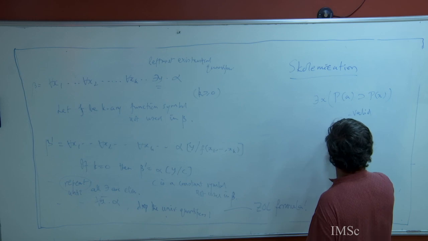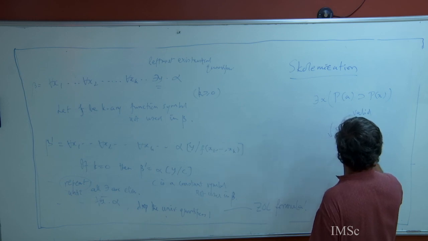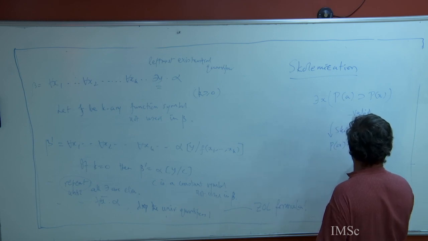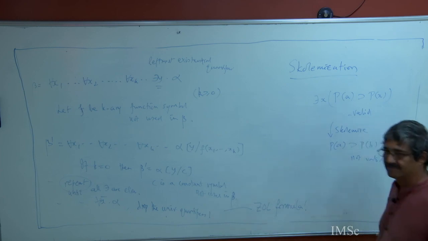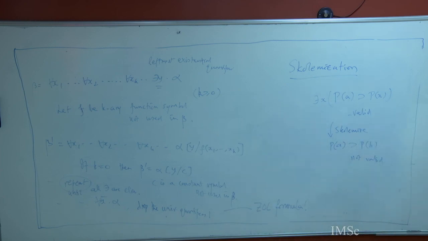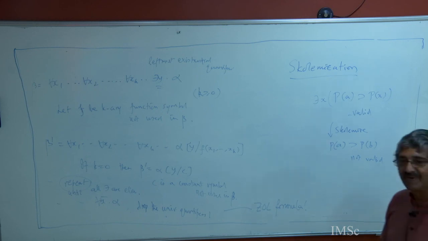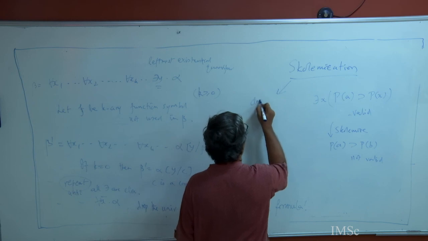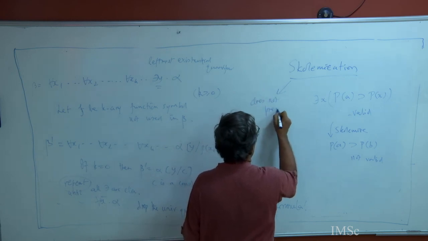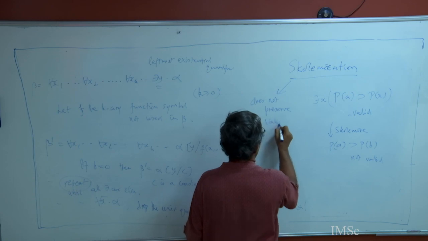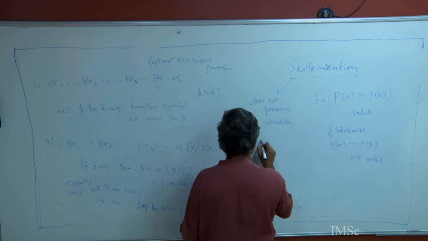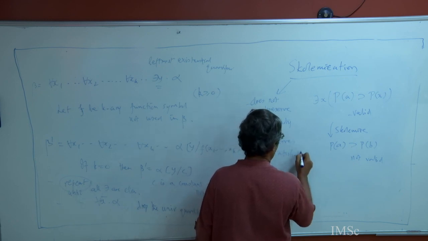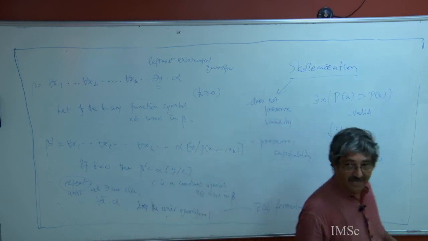Now when I do Skolemize, what will I get? I will get PA implies PB. This is of course not valid, right? Just because P is true for A, it doesn't mean that P is true for B as well. So Skolemization does not preserve validity. What it does preserve is satisfiability. And this is very important to keep in mind.